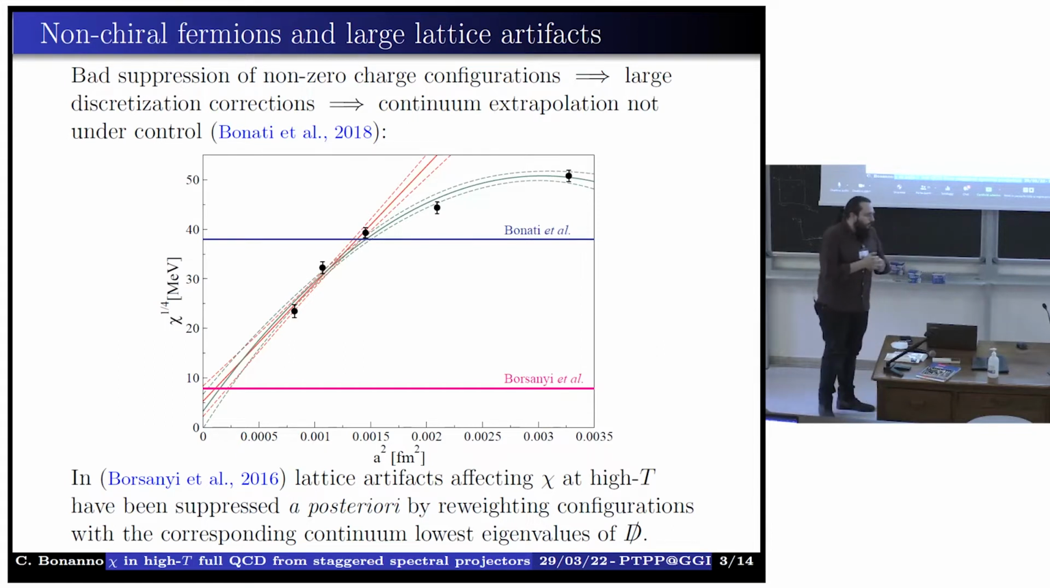So several strategies have been proposed in the literature to overcome this problem. For instance, the solution proposed by the WB collaboration in this work is to reweight configurations in the path integral, replacing the actual staggered Dirac operator eigenmodes that we compute on the lattice with their corresponding continuum-like eigenvalues, which are proportional, as I said, to the quark mass.